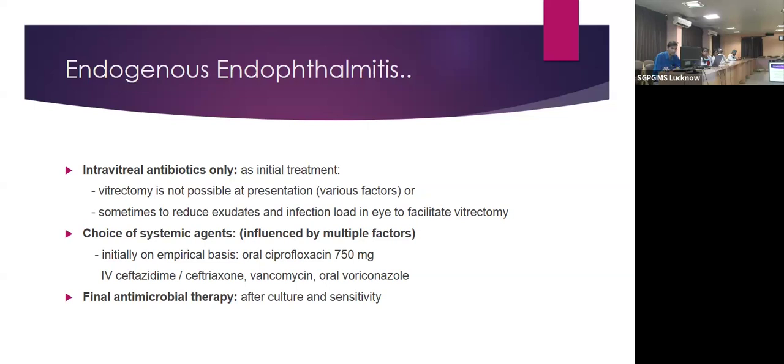But we give oral ciprofloxacin 750 mg in each case because of the very good concentration maintained inside the eye. With oral ciprofloxacin in the dosage of 750 mg BD, a very high concentration is achieved intraocularly. And this covers most of the gram positive as well as gram negative spectrum. And on the antifungal side, we use voriconazole. The hematology department gives posaconazole, but we don't.